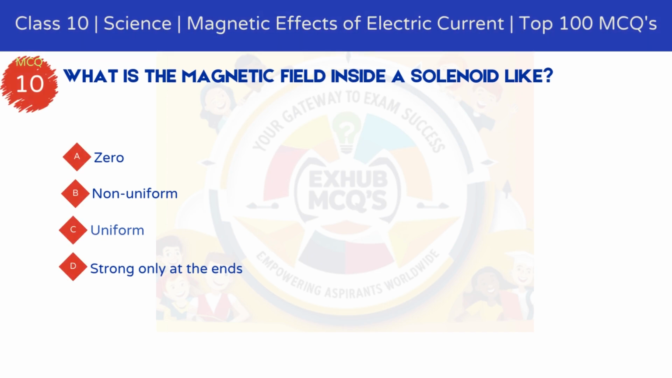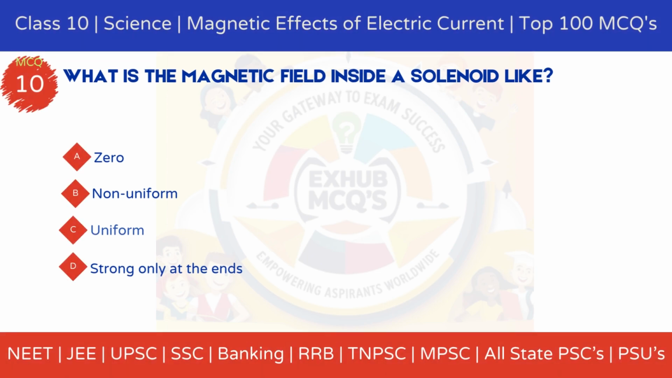MCQ 10. What is the magnetic field inside a solenoid like? Option A, 0. Option B, non-uniform. Option C, uniform. Option D, strong only at the ends.